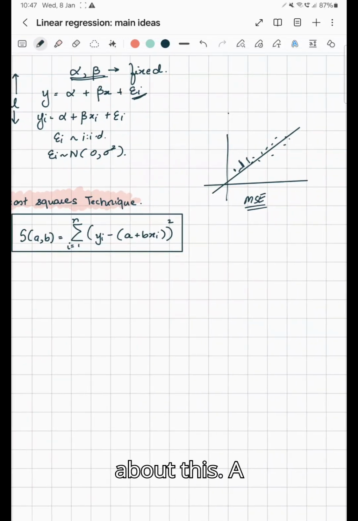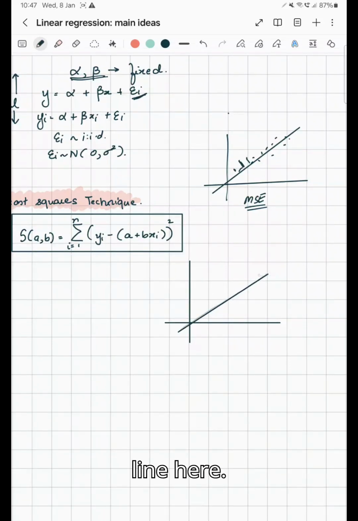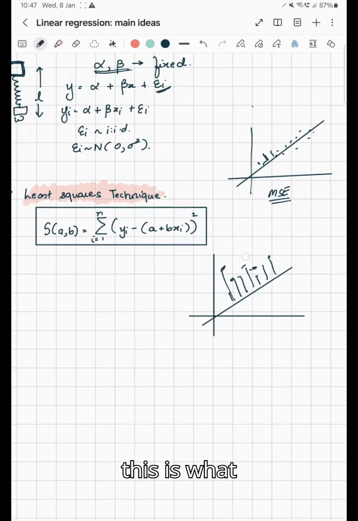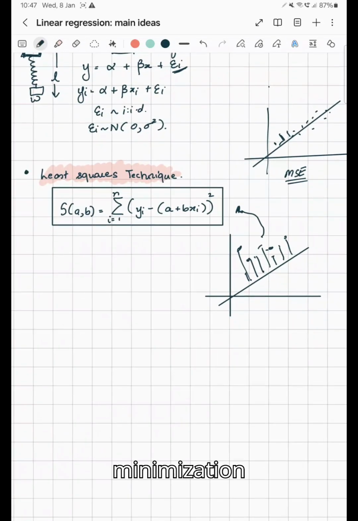So let's talk about this a little bit. Mean squared error. Okay, so let's say a line here. This is a data point here. These are data points here. As you can see, it is very poor. The distance between this and this is very high, and this is what is represented by this quantity. And the least squares technique is just a minimization of this problem.